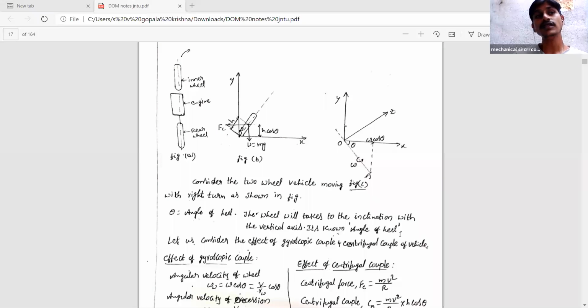And where we had H, that place is replaced with H cos theta. That is the smallest amendment between the two-wheeler vehicle and the four-wheeler vehicle. Why are we replacing with these particular values? Because we are adding the inclination, the angle of heel. So while we take the right turn, it makes some inclination with the vertical axis, that is theta. All of you observe my mouse indication.